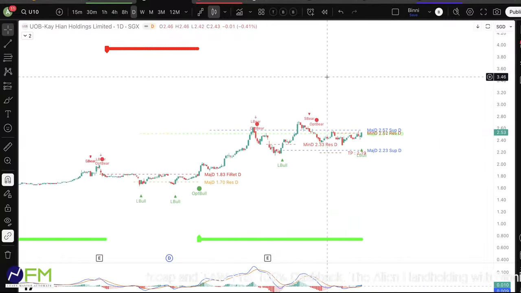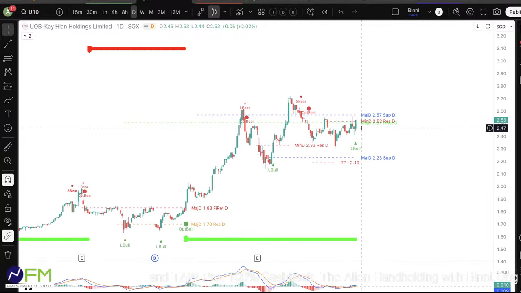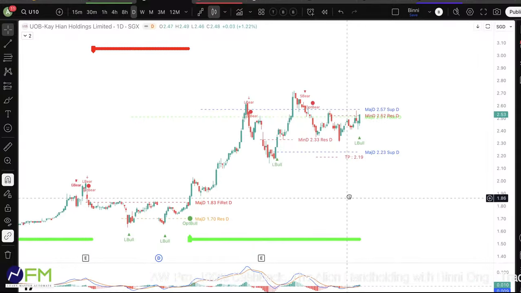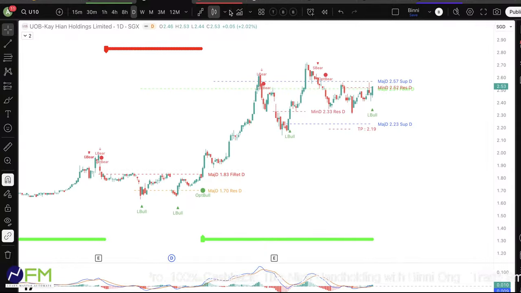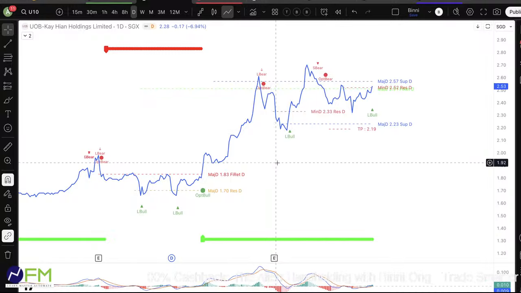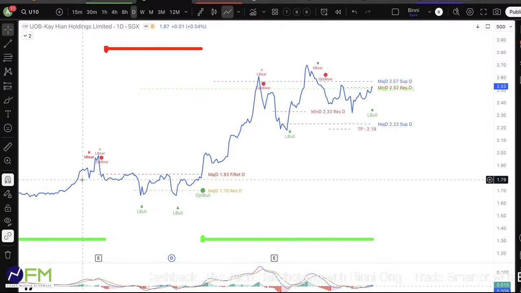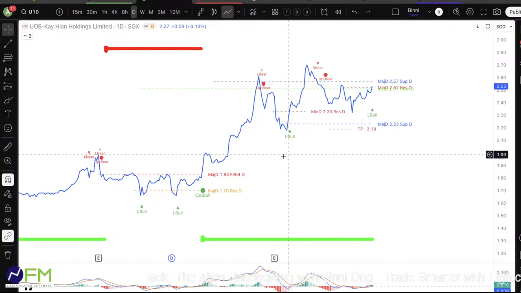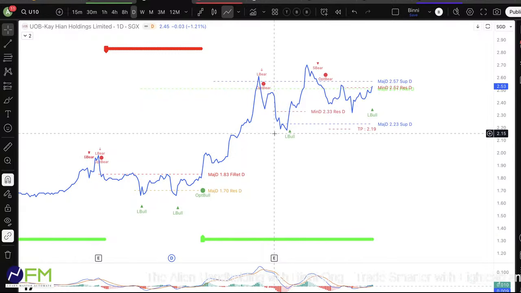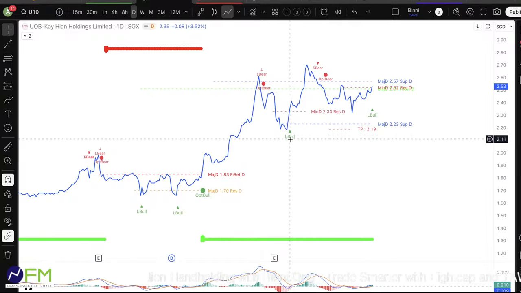Now let's take a look at the current one, just to show you. This is the current, but let me go into the line chart to show you the past historical signals. This signal doesn't repaint. When it's here, it will stay here, right?